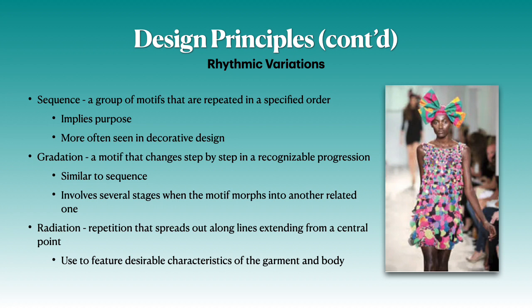Gradation is when a motif changes step by step in a recognizable progression. So it's very similar to sequence, but it involves several stages when the motif morphs into another related one. So, an example of gradation would be color progressing from light to dark down the length of a garment. So, almost think of like a gradient.